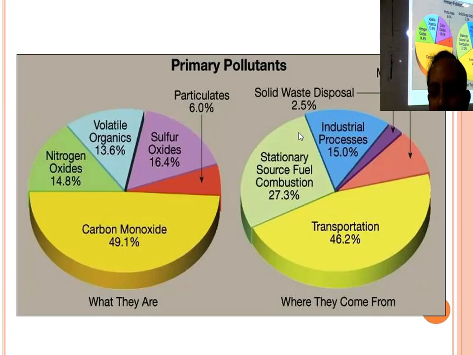Primary pollutants, what they are, where they come from. These are the sources and these are the percentages of different pollutants. Carbon monoxide 49.1%, out of all these pollutants, nitrogen oxide 14.8%, volatile organics 13.6%. Volatile organics are what I told you already. Achha, TCE I told, trichloroethylene. What is that? That is a solvent used to clean PCBs, printed circuit boards. Motherboard cleaning is done by TCE, trichloroethylene.